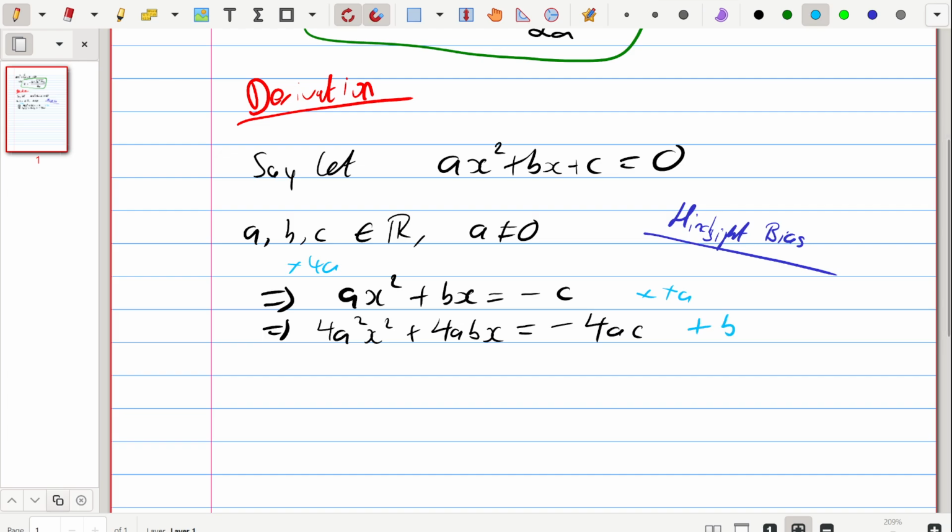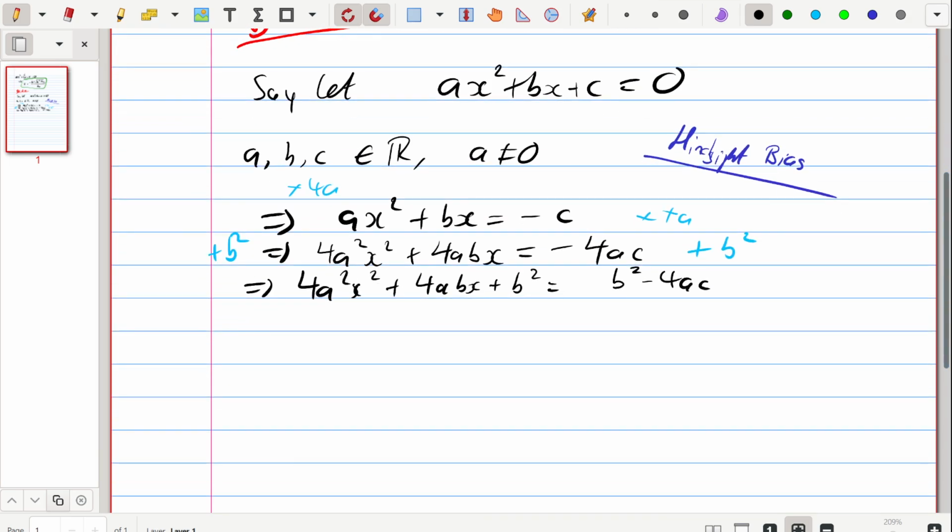Next, I'm going to add the b squared to both sides. So we get the b squared minus 4ac popping up. So we'll have 4a squared x squared plus 4abx plus b squared is equal to b squared minus 4ac. Okay, great.